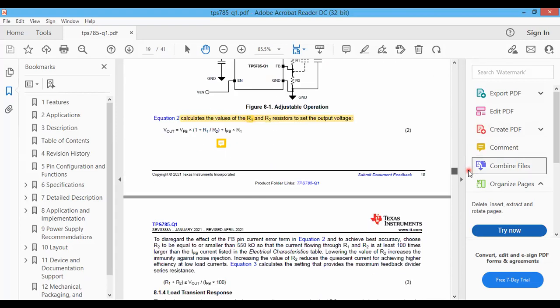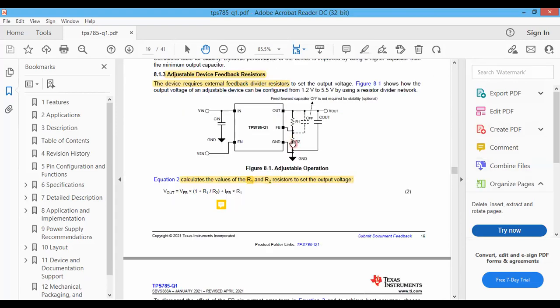And assuming R2 as 100K, you can take R2 as 100K. Then you can find the value of R1 to provide 3.3 volt output. So quickly find the value that is required to get the 3.3 volt output. After that, we can discuss this one.